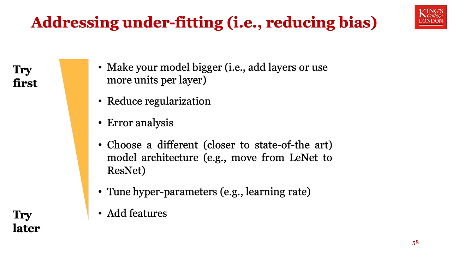If your model has a significant amount of regularization, you should reduce that regularization. Next step is to do error analysis, which basically is the process of looking at what the errors are and figuring out why the network is failing. Choosing a different model and architecture is kind of step 4, and only then should you start tuning hyperparameters and adding features, because many other things should have a much bigger impact in terms of addressing underfitting.